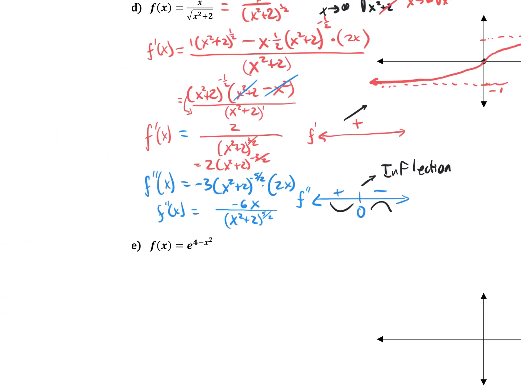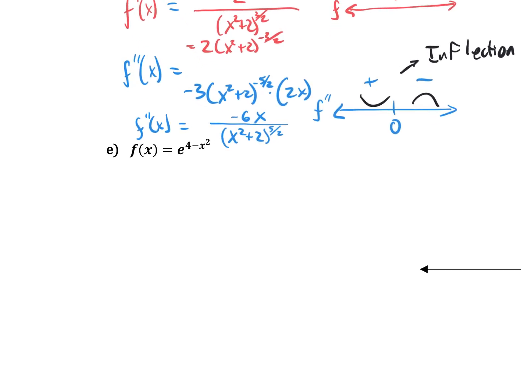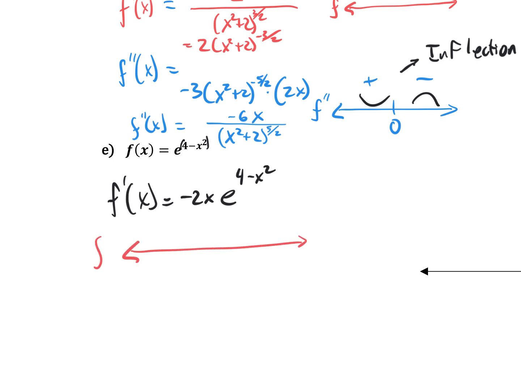All right, let's take a look at our last one here. We've got a kind of interesting one here. We got e to the 4 minus x squared. Start out with our derivative here. F prime of x. Got a chain rule going on. Derivative of the inside would give us negative 2x times the outside, which stays the same, e to the 4 minus x squared.